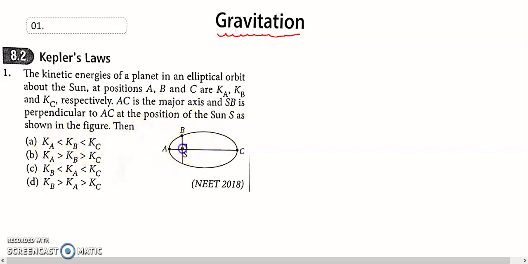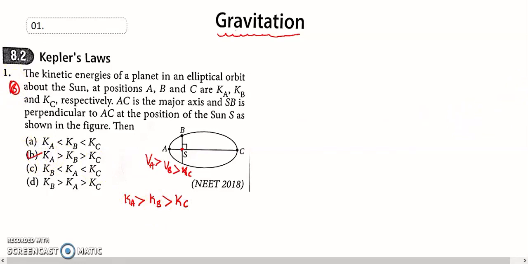The sun is here, closer to A. So at A, the velocity becomes maximum. Then B, then C. So the kinetic energy of A is greater than the kinetic energy of B, and then the kinetic energy of C. So which option is right? Option B is the right answer for this question.